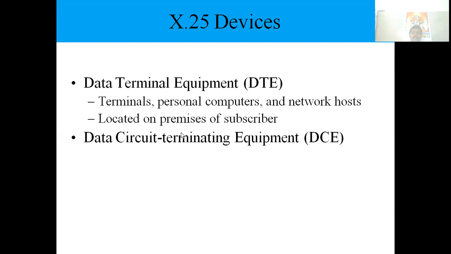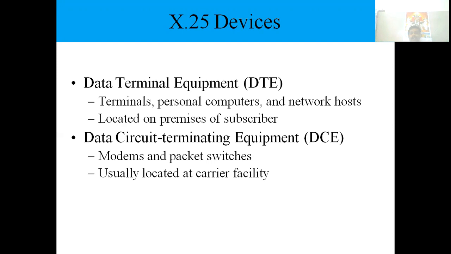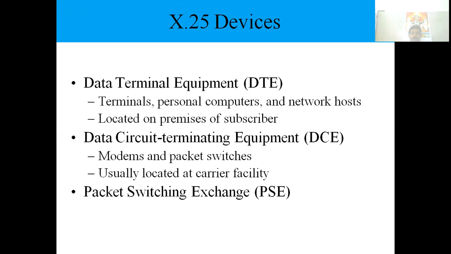Then data circuit terminating equipment: modems and packet switches. These are called data circuit terminating equipments. Usually, these devices are located at the carrier facility. Next one is packet switching exchange. The switches that make up the carrier network are called packet switching exchanges. Now, this X.25 is a 3-layer protocol. What are the 3 layers? Physical layer, data link layer, and network layer. These are the 3 layers.